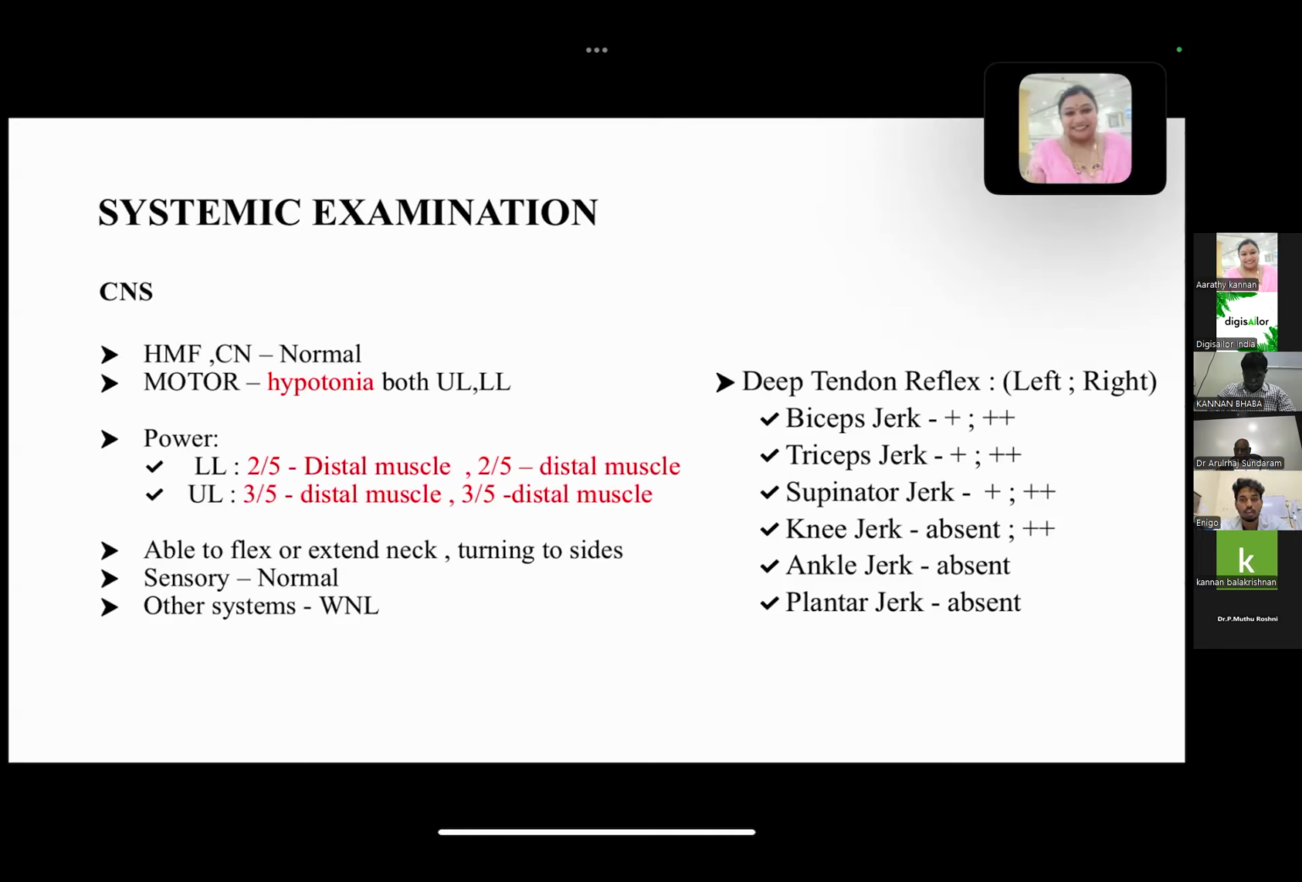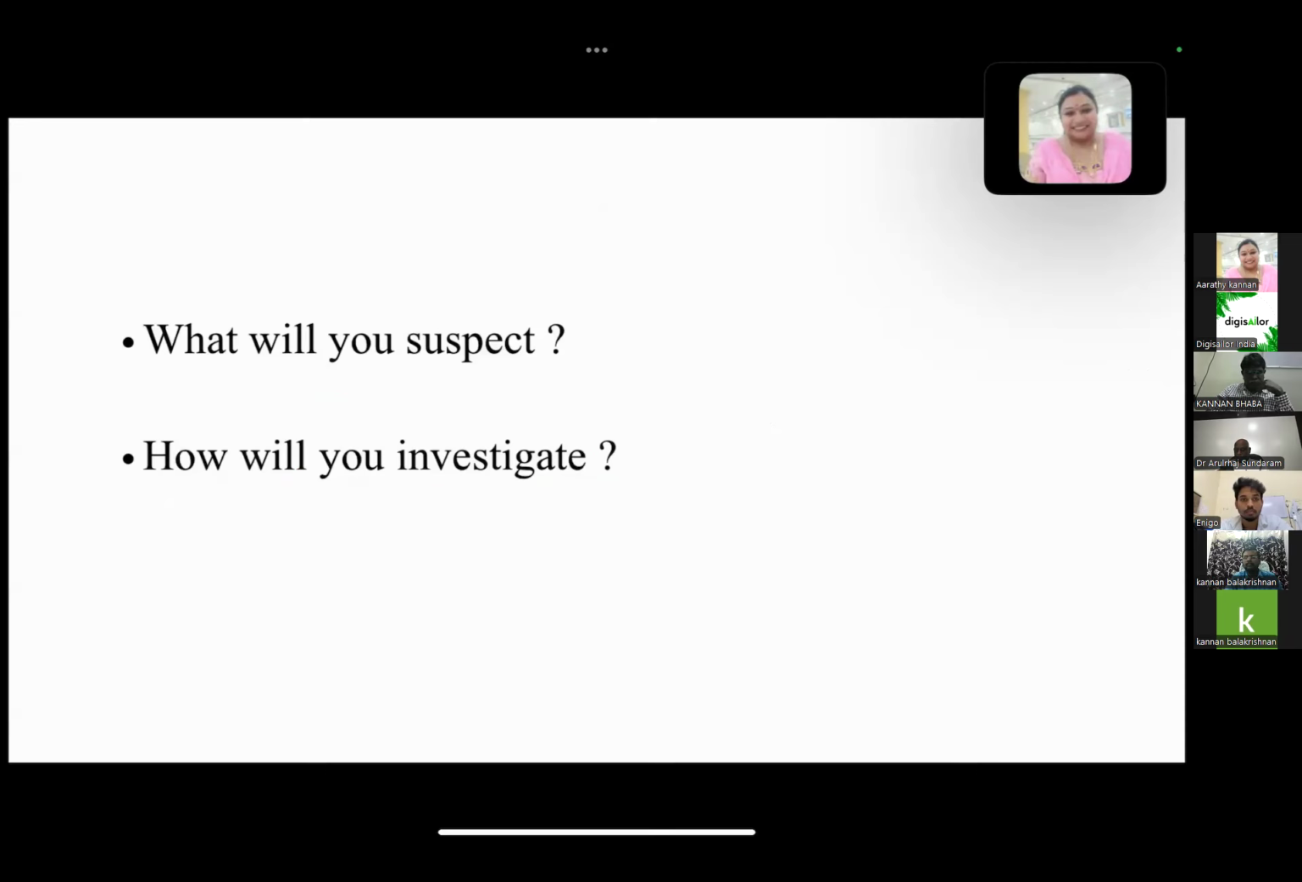Patient had hypotonia in both upper limb and lower limb. The power in lower limb was 2 out of 5, and in upper limb it was 3 out of 5. The patient was able to flex and extend the neck and turn to the sides. The patient's sensory functions were normal and other systems were normal. Knee jerk in left lower limb was absent. Ankle jerk and plantar reflex were absent in both limbs.